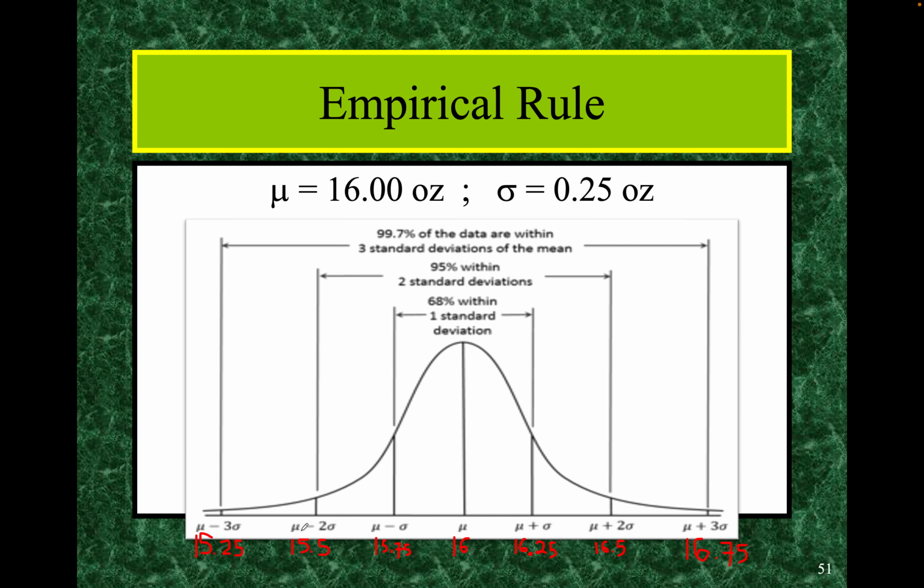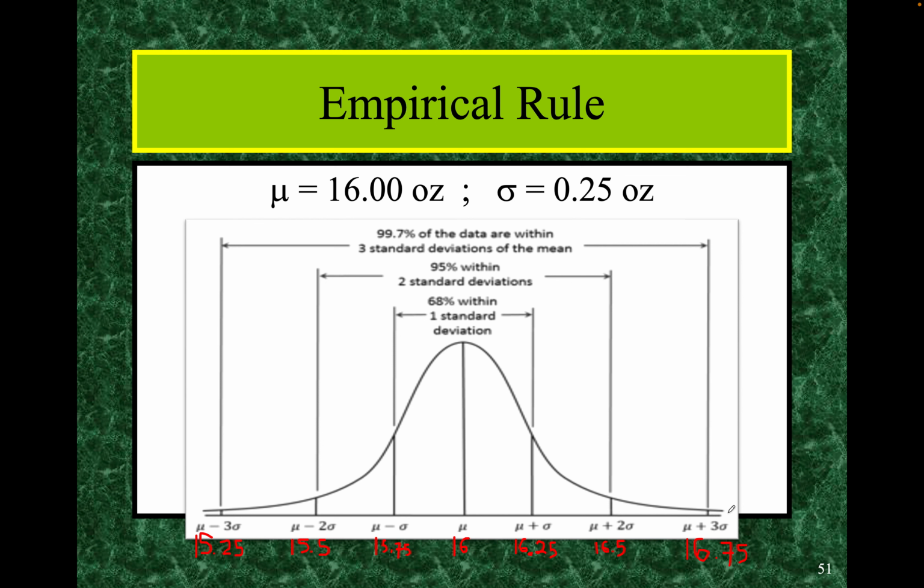All right, so how do we interpret this? 99.7% of the data are within three standard deviations of the mean. So if we convert it in actual values, 99.7% of the data fall within 15.25 ounces and 16.75 ounces.